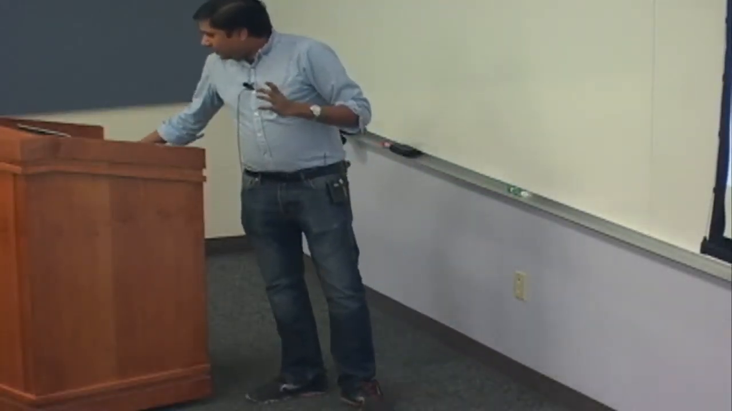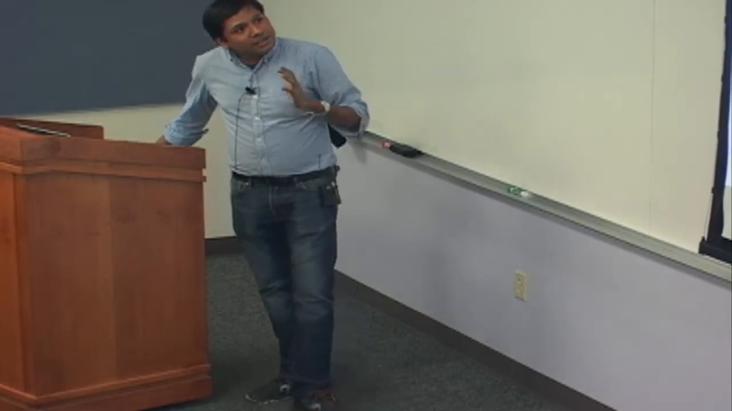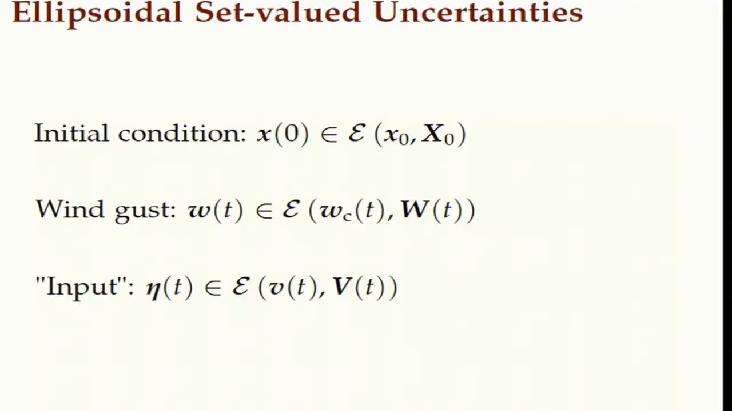The setup that I'm going to consider in terms of uncertainty is that I'm going to assume that the initial condition has some ellipsoidal set valued description of uncertainty. So there is some ellipsoid whose center is vector x_0, and the associated shape matrix of the ellipsoid is capital X_0. So X_0 is a positive definite symmetric matrix. And similarly, wind gust has some ellipsoid, and this need not be constant in time. It could be time varying. So the ellipsoidal description could be time varying.